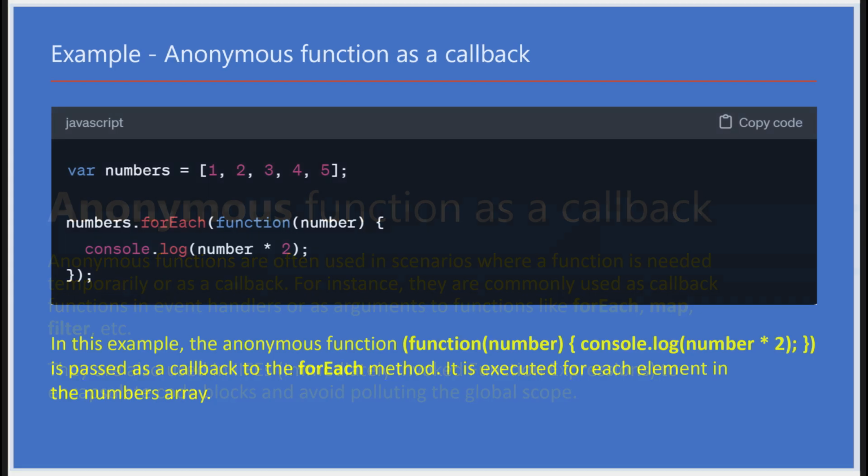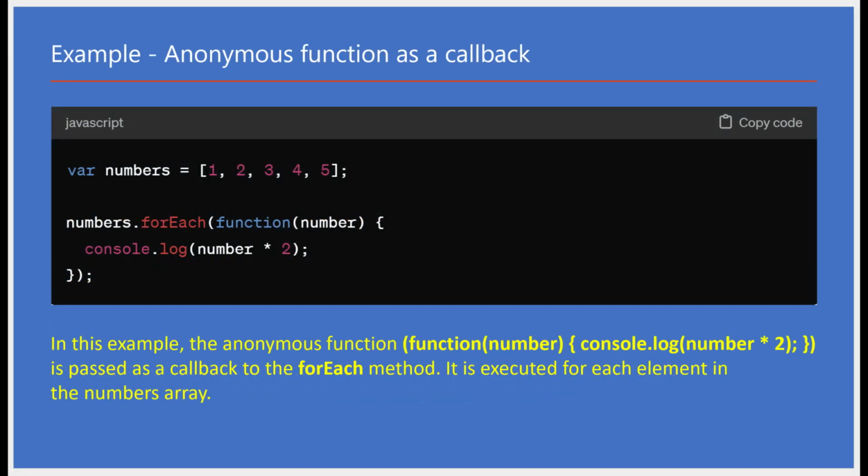Imagine a collection of numbers, say 1 through 5. Now consider using an anonymous function as a callback. A variable named numbers holds an array of numbers from 1 to 5. The forEach method is called on this array, with an anonymous function passed as a callback. This function takes a number as an argument and outputs that number multiplied by 2. The anonymous function is executed for each element in the numbers array, in this case, outputting each number of the array multiplied by 2. Output.